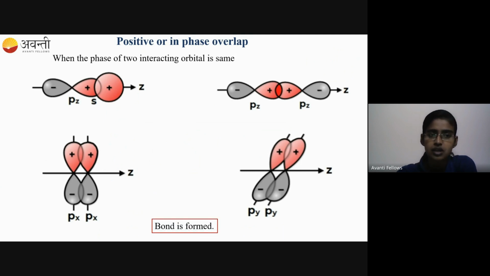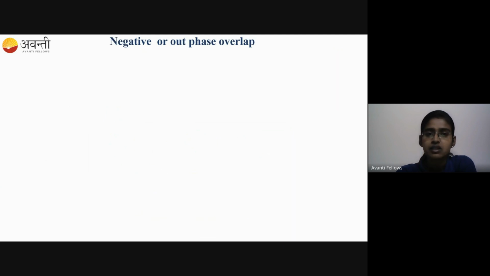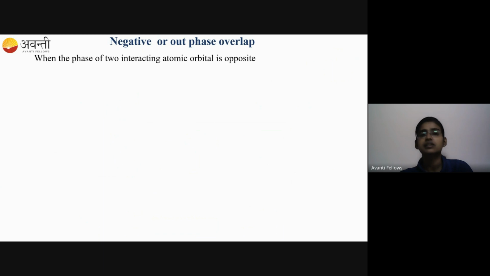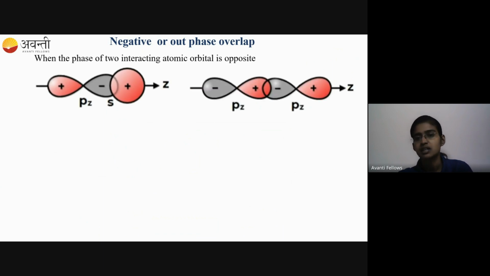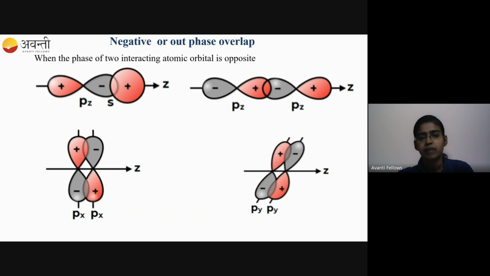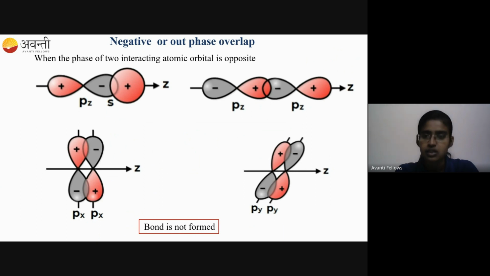Now let's see the negative overlap or out-of-phase overlap. So when the phase of two interacting atomic orbitals is opposite like this, if minus overlaps with the plus, bond is not formed. And this is called negative overlap.